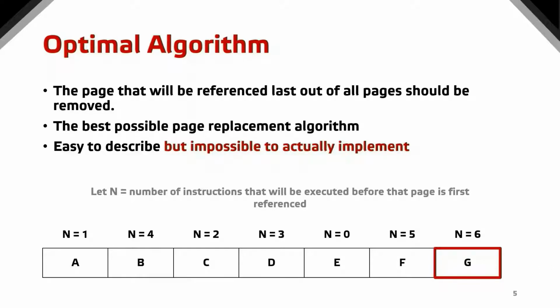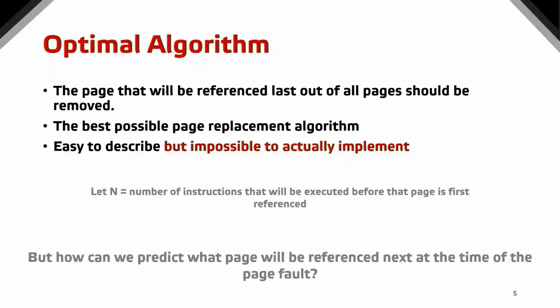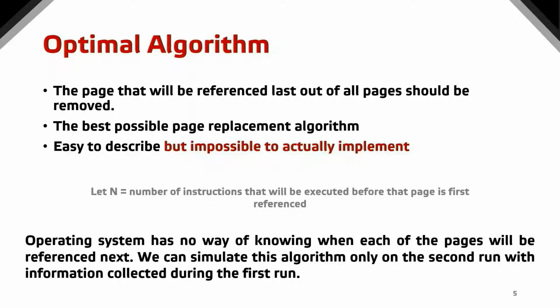But how can we predict when a page will be referenced next at the time of a page fault? In practice, we can't in any way. The operating system has no way of knowing when each of the pages will be referenced next. We can simulate this algorithm only on the second run with information collected during the first run.